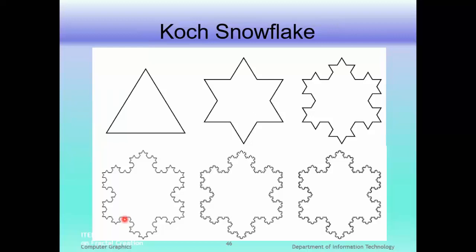This is an example. By taking a Koch curve with 3 lines connected to each other, which is exactly an equilateral triangle, and generating the approximations again and again, we get the Koch snowflake.